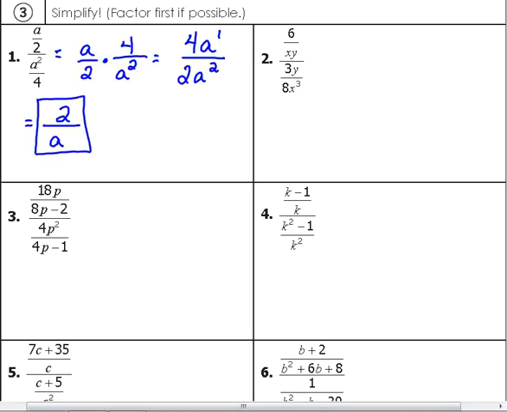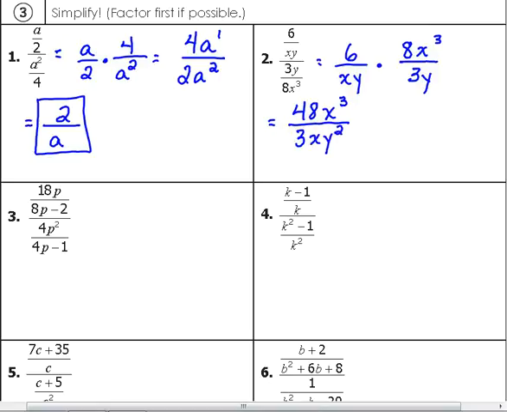Okay, let's look at number 2. It's a single fraction in the top and in the bottom, so we keep the top the same, 6 over xy, times, we flip the bottom one over, and it's multiplication, 8x cubed over 3y. Let's go ahead and multiply here. 6 times 8 is 48, x cubed. And in the bottom, xy times 3y is 3x, y times y is y squared.